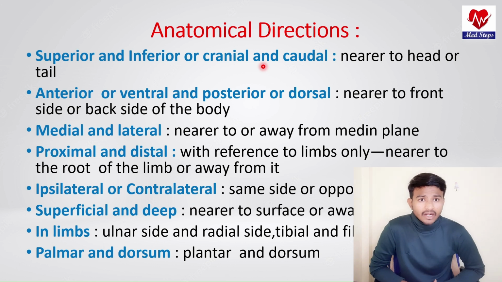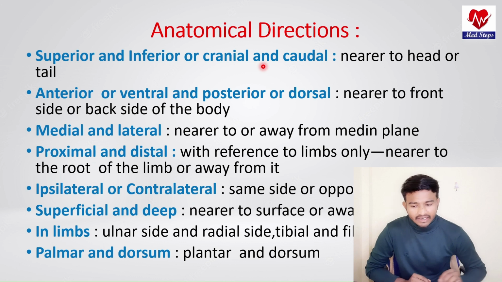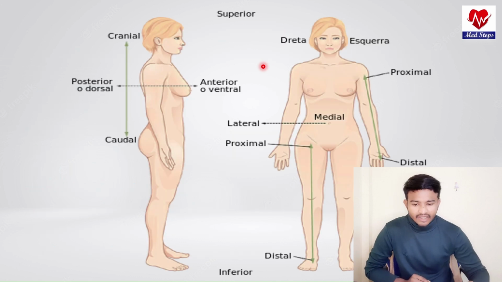Next, anatomical directions. In these anatomical directions, we can observe superior and inferior, cranial and caudal, near to the head or the tail. If you see this picture, this is the superior part, this is the inferior part. Superior means cranial part, the head region, and inferior part means caudal region, that means the lower part.